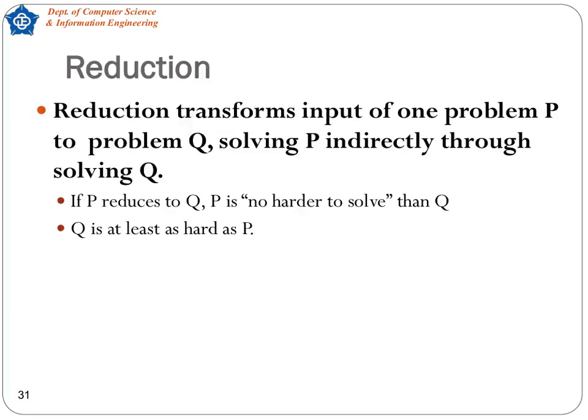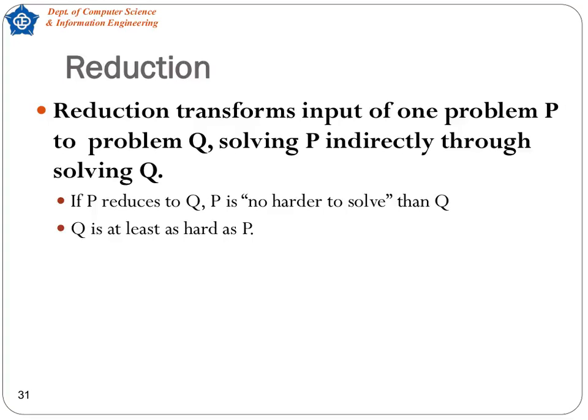Now that we've seen how finding a longest increasing subsequence helps us pick non-crossing pairs, let's turn to another powerful idea: reduction, a fundamental technique for comparing problem difficulty. At its core, reduction means taking the input of one problem, which we'll call P, and converting it into an instance of another problem, Q. By doing this, we can solve P indirectly. First solve Q, then map that solution back to P.